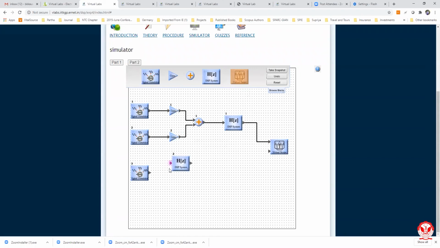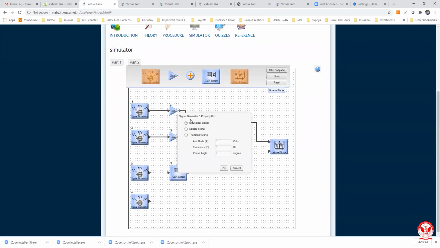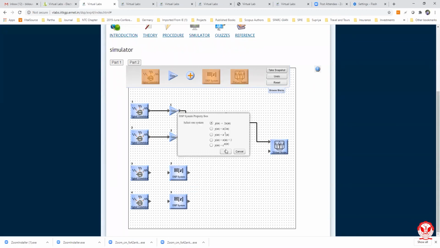This x1 now passes through the DSP system. We are selecting the same DSP system that we selected in the first design, yn equal to twice xn. Now press the OK button, this window disappears. Again we select the signal here, and it is a square type signal. Now press the OK button, the window disappears. Again select the DSP system, press here and select the system yn equal to twice xn, press OK button, the window disappears.